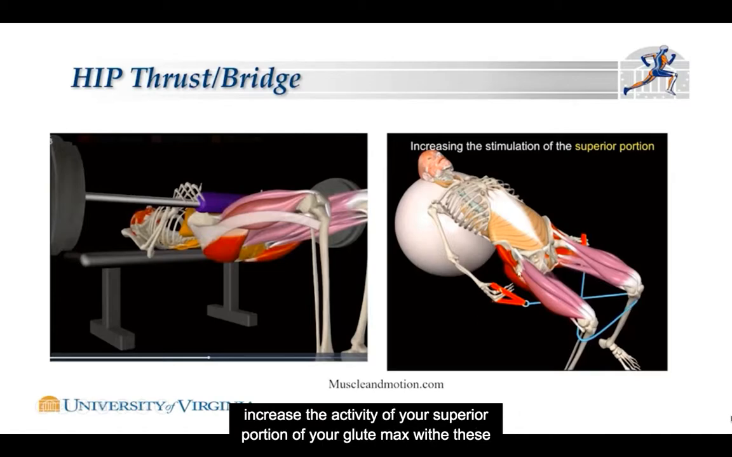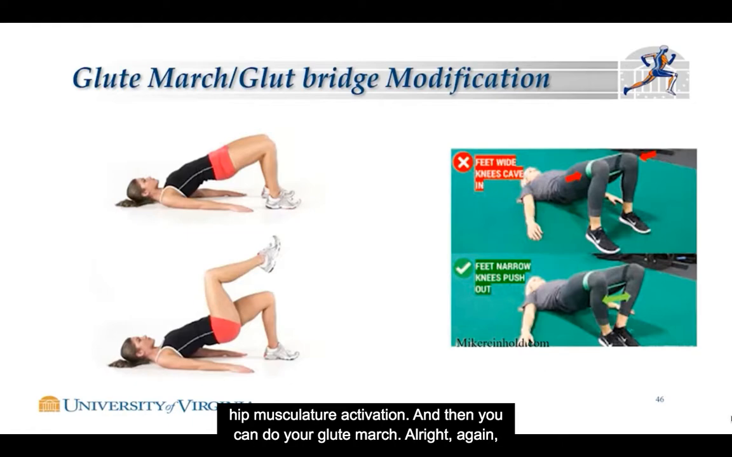And this will help increase the activity of your superior portion of your glute max for these types of exercise. These are like hip thrusts, and I like hip bridges for hip musculature activation. And then you can do your glute march. All right. Again, these are nice exercises to integrate the whole thing here.